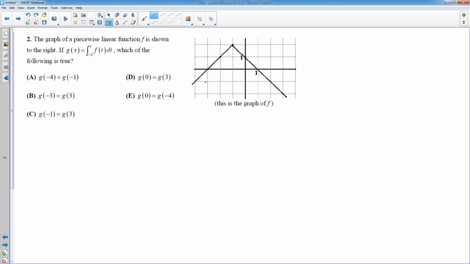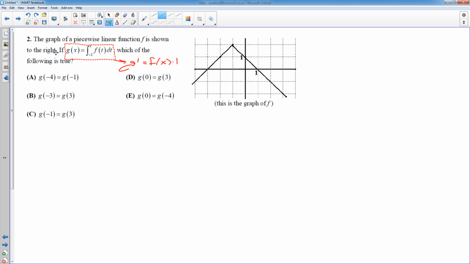Here we have a piecewise linear function. This is an integral defined function right here, and whenever I see an integral defined function, I immediately find its derivative because it's so flippin' easy. See, g prime is going to be f of x. You simply plug the x in for the t. Technically, you multiply by the derivative of what you plug in.